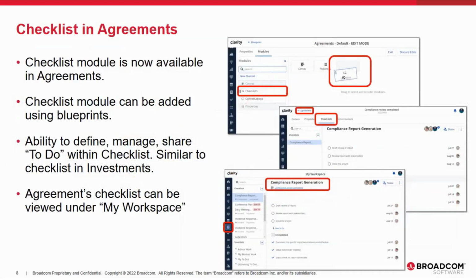We have now added checklist to the agreement as a module. The checklist module can be added within any agreement using the blueprint, and we have the ability to define and manage shared to-dos within that checklist. This functionality is similar to how checklist functions within investments. Agreements checklist will then also be available to be viewed within my workspace, and there is a link that will be displayed underneath the checklist name where the user can click and navigate to the specific agreement. Again, similar functionality to investments.